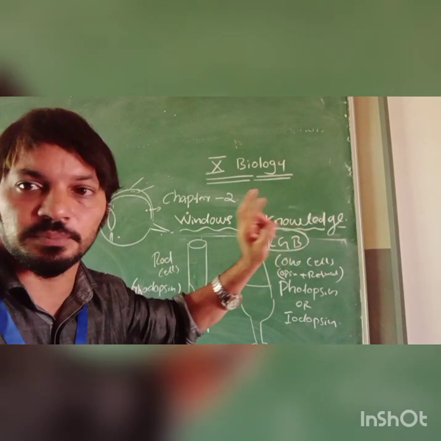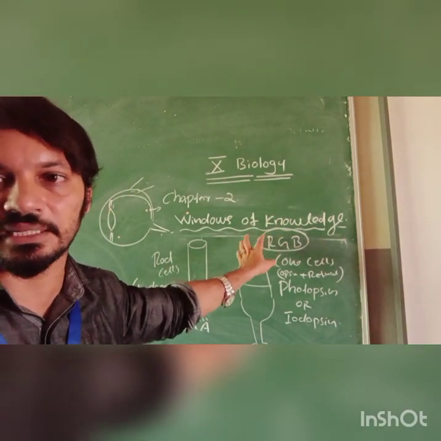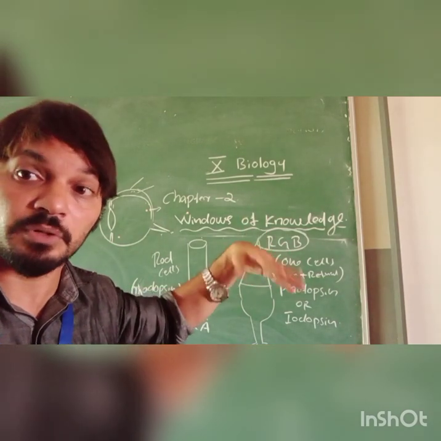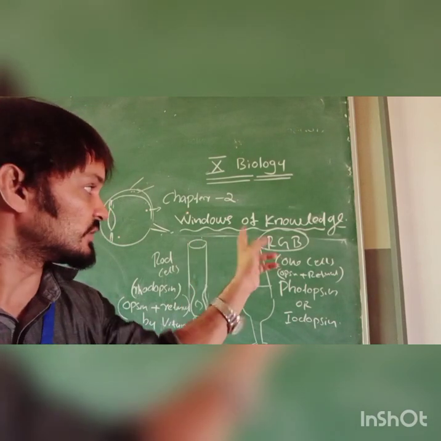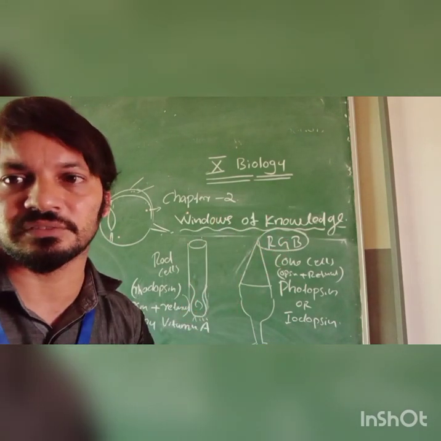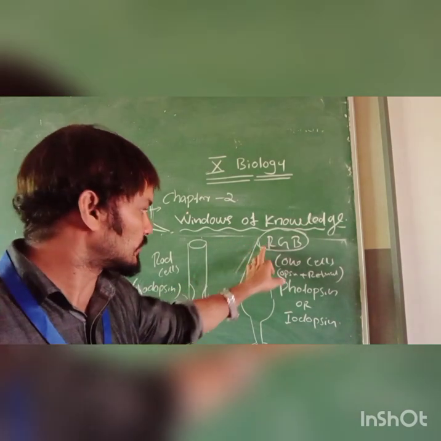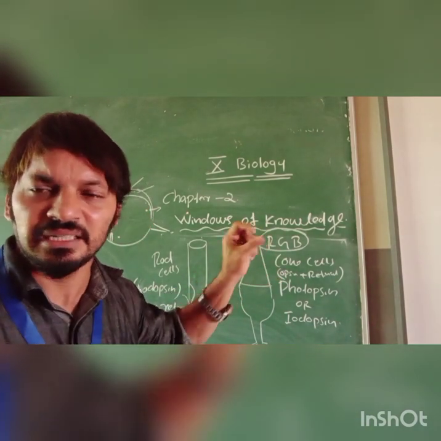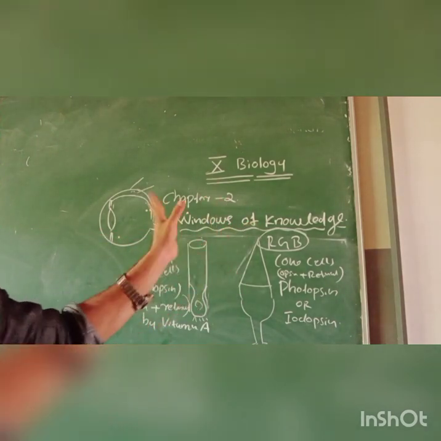When two colors mix up, a new color forms. That is known as secondary. That will happen by these three colors. From these three colors, any number of colors can form. In a paint shop, they use these three colors and different types of colors are formed. If any one color cone cell is damaged, it is difficult to identify the color. All colors look like black and white.